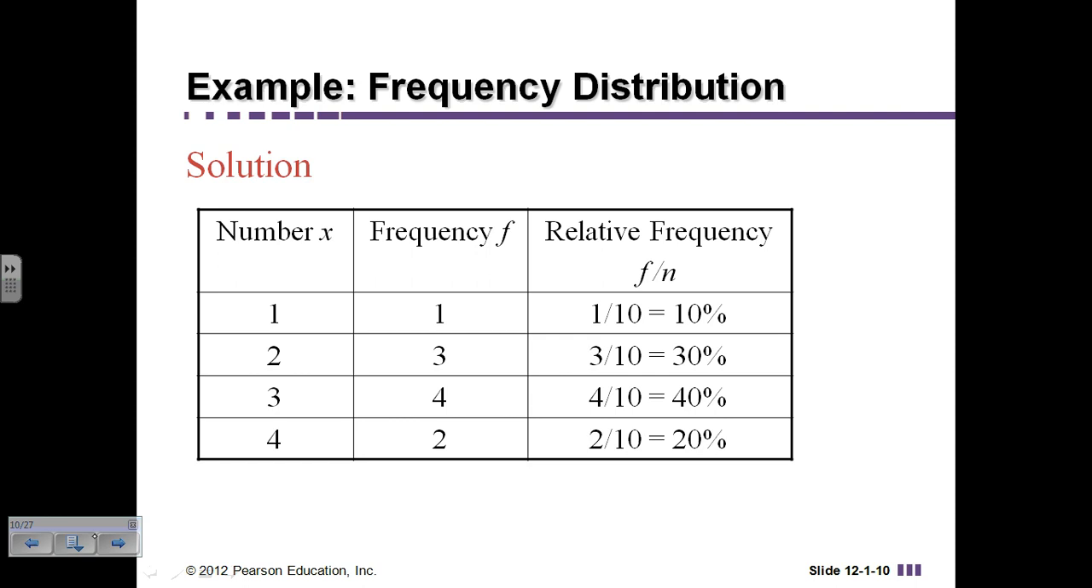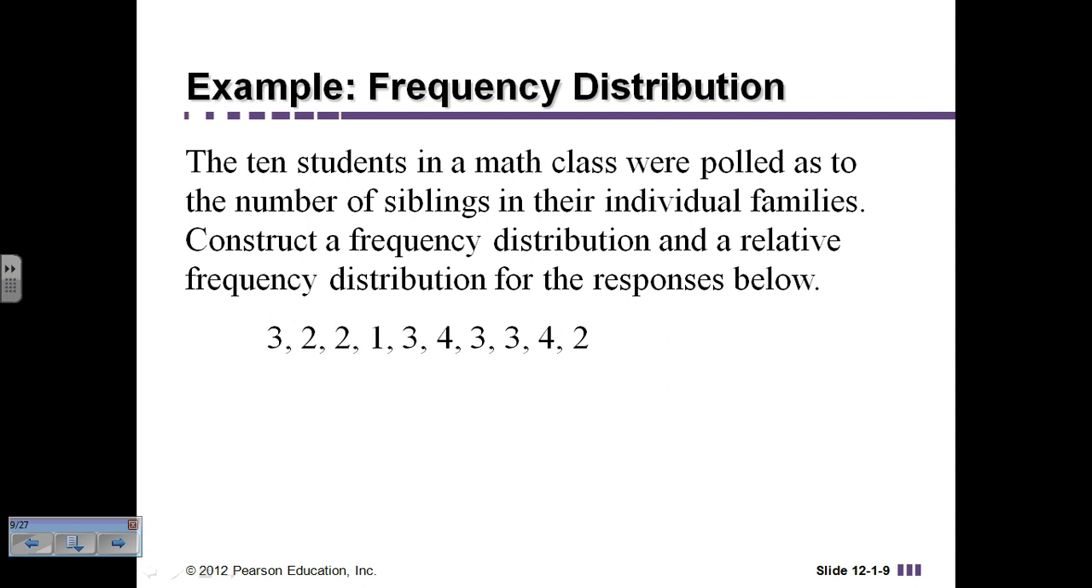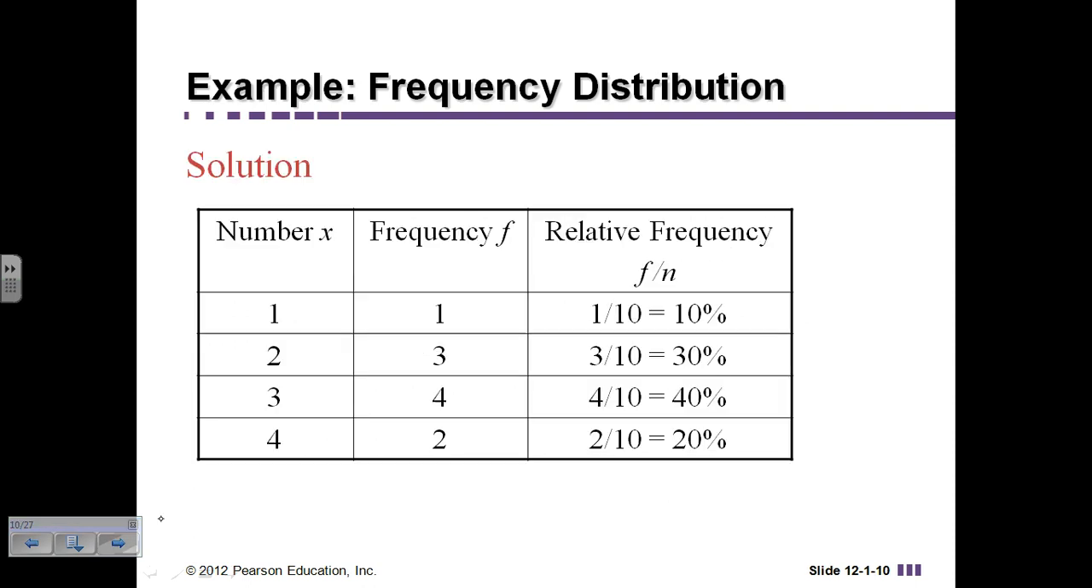The frequency is how many students in our list had 1 sibling. So if we look back at our list again, we only had 1 student that had 1 sibling. We had 1, 2, 3 students that had 2 siblings. So that's where we got the number 3 in this part of the chart. So there were 4 students that had 3 siblings, and there were 2 students that had 4 siblings. There were a total of, again, 10 students that were interviewed.